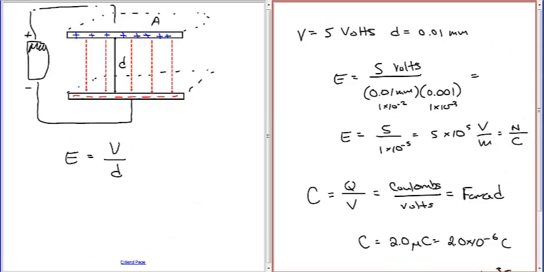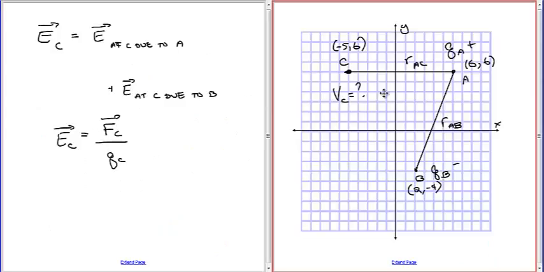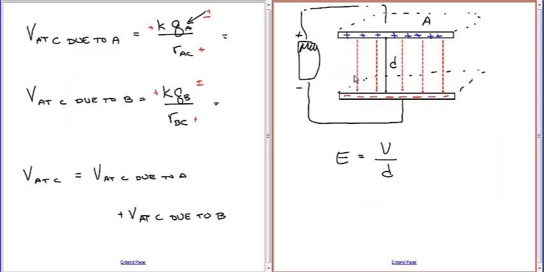So let's go back, review here. Straight line charges, calculate the force on a third charge due to two other charges. Calculate electric field at a point C due to two other charges. Calculate the voltage at a point due to charges at two other points. Determine the electric field between the plates, parallel plates of a capacitor.